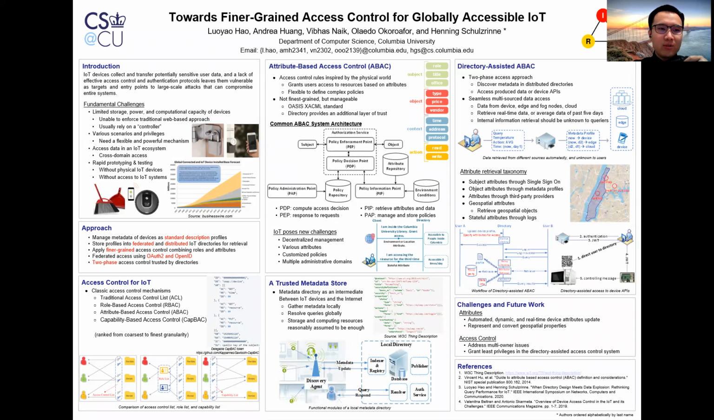I'd like to present our work towards finer grained access control for globally accessible IoT. For the Internet of Things, the access control is neither like the Internet web application nor the physical objects. When we consider the IoT ecosystem paradigm, a bunch of IoT devices interact with each other, and the applications run upon the network actually query the data across devices from multiple administrative domains. This is beyond a single centralized point.